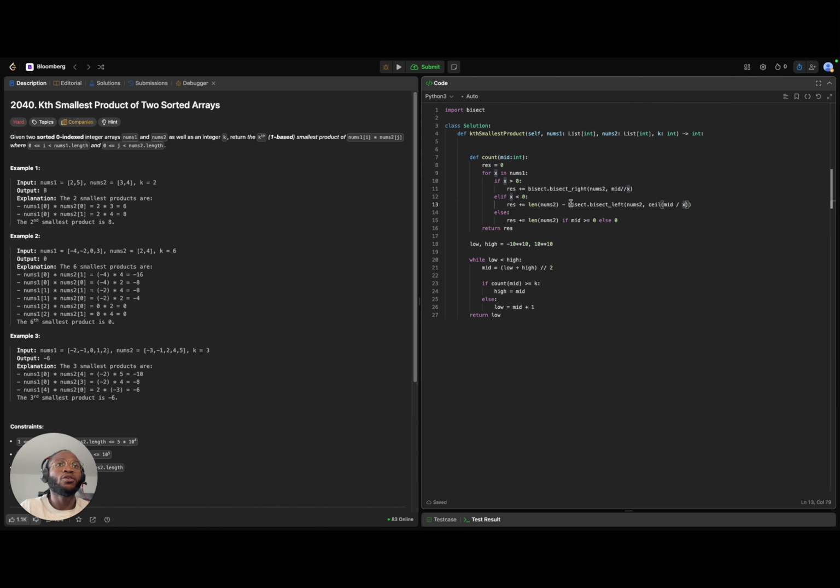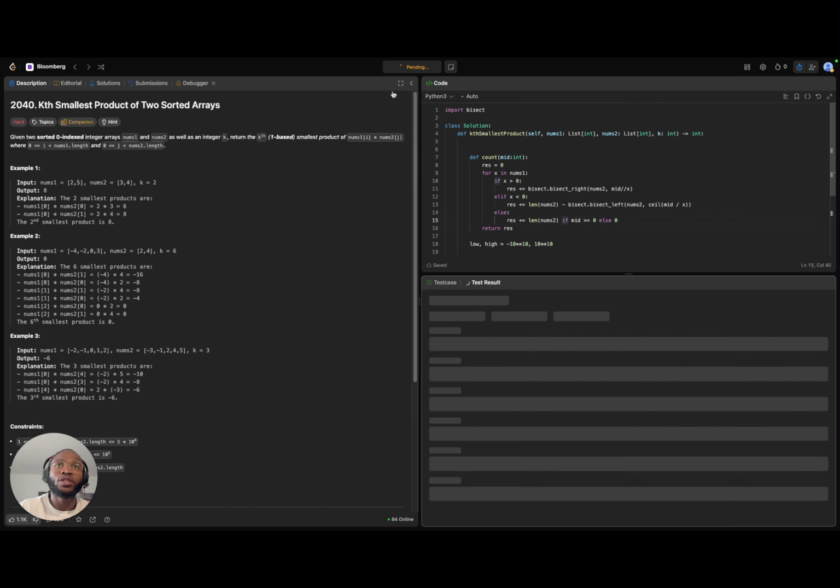But then that tells us all elements that are less than or equal to b. However, that doesn't tell us the products of a and b that are greater than mid, and the way to find that out is to subtract the length of nums2 from the results of this, and that should give us the count. And we just update the value of count and return it.